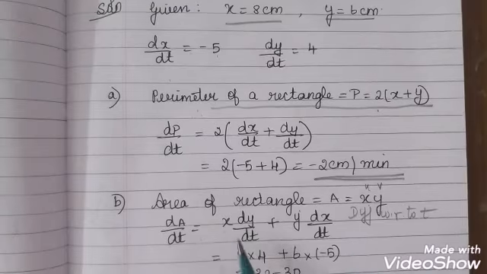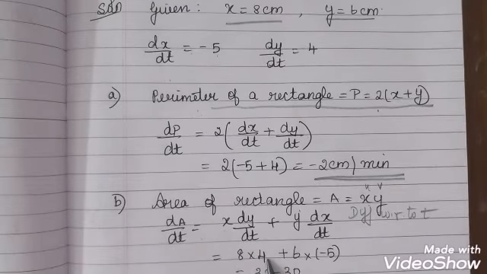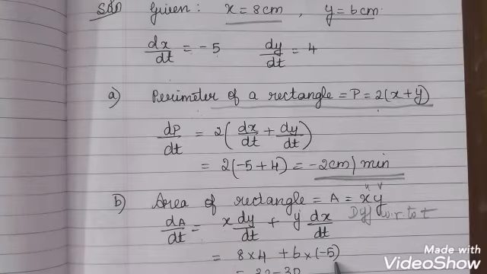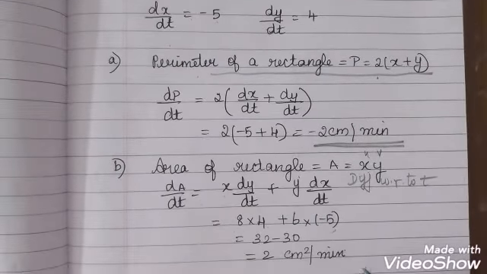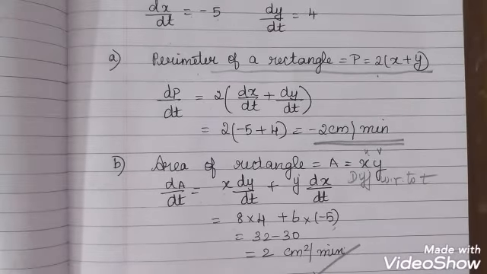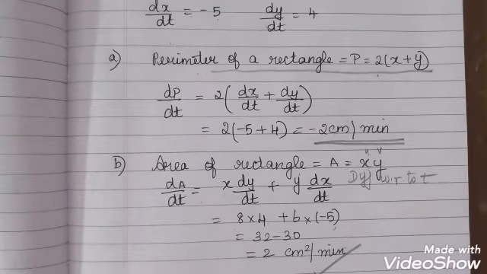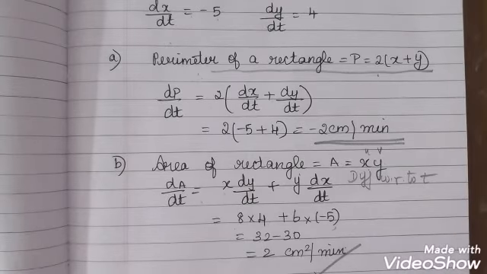So you know what is your x here? It's 8 into dy by dt, which is nothing but 4, plus 6 into dx by dt, which is minus 5. So you will have it as 32 minus 30, which is equal to 2 centimeter square per minute. So this is the rate of change of the area of a rectangle with respect to whatever is given there. Okay. So here it is 2 centimeter square per minute.